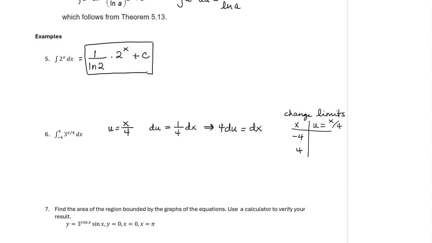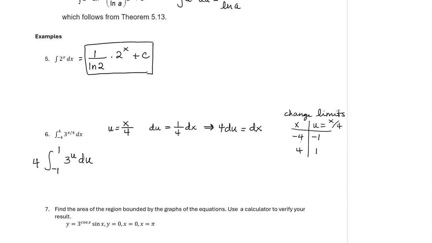So when x is equal to -4, u is equal to -1. And when x is equal to +4, u is equal to +1. So now I can rewrite my integral with the new limits of -1 and 1. To begin my substitution, 3 to the x over 4 will be replaced by 3 to the u, and dx will be replaced by 4 du. And I can take that constant of 4 and pull it out in front of my integral.